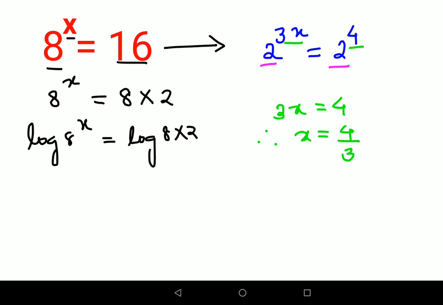I'm not saying the other method is wrong. No, it is absolutely okay. But in this kind of scenario, where both of them could be written in base 2, why not do this? Now let's cross verify.